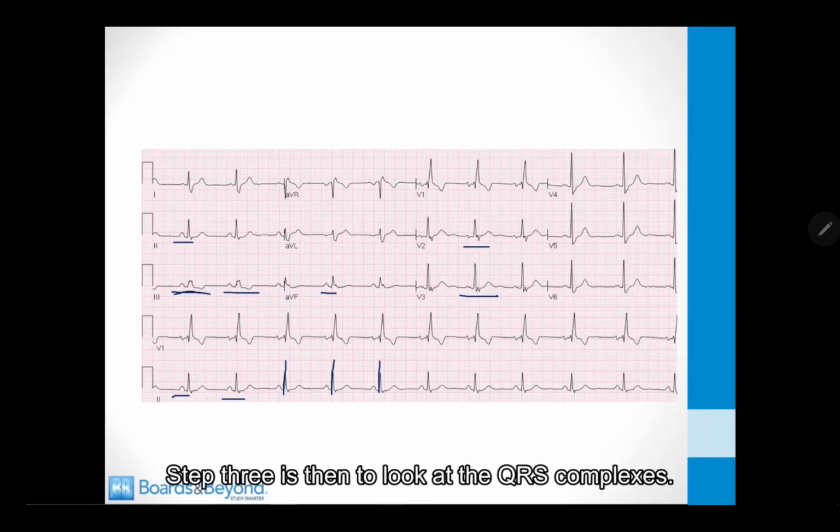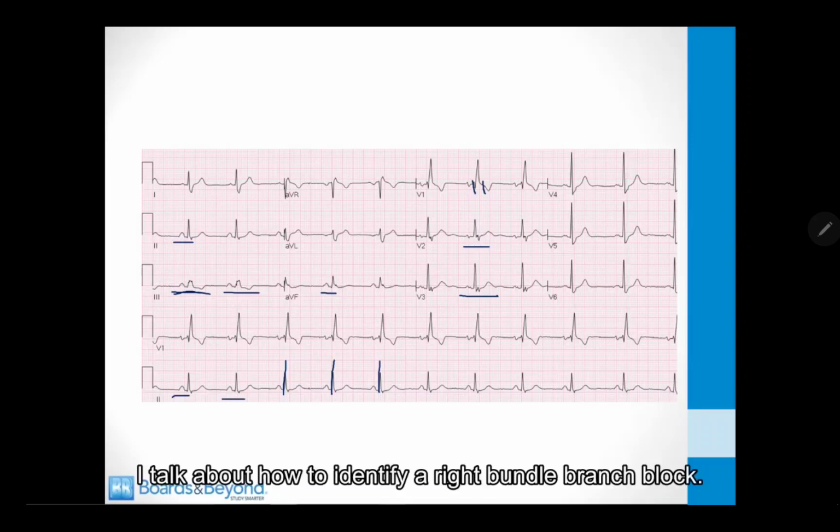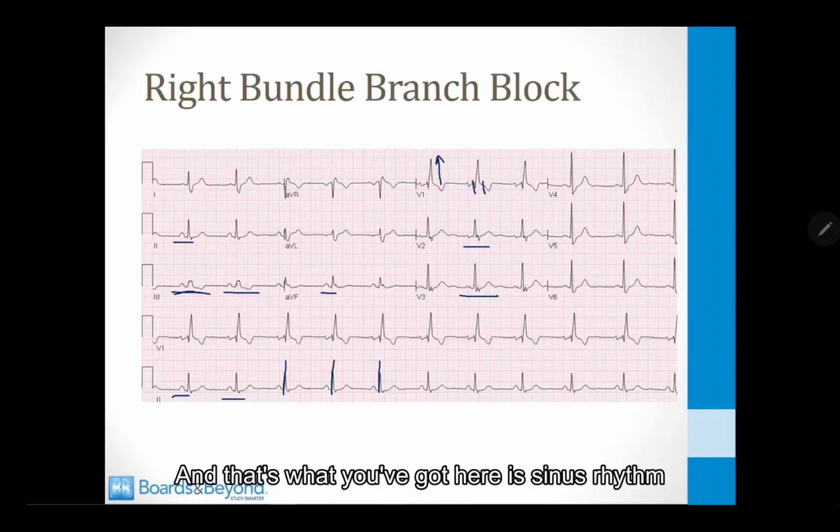Step 3 is then to look at the QRS complexes, and if you look at lead V1 here, you can see that this is a wide QRS complex. It's about 4 boxes in width, and that means that there is some problem causing a wide QRS complex. And like I told you earlier, when you're dealing with an ECG that shows a wide QRS complex, most likely you're looking at some type of bundle branch block. And in another video, I talk about how to identify a right bundle branch block. It's always pointing upward in lead V1, and that's what you've got here: sinus rhythm with a right bundle branch block.